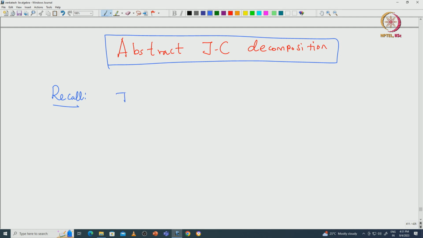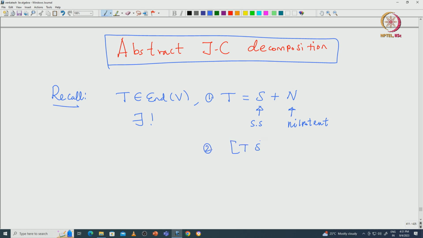Given an operator T acting on some finite dimensional vector space V, we can write T as a sum of two operators S and N, where S is semisimple and N is nilpotent. Not only that, this is written in a unique way, so that S and T commute, N and T commute, and S and N also commute.